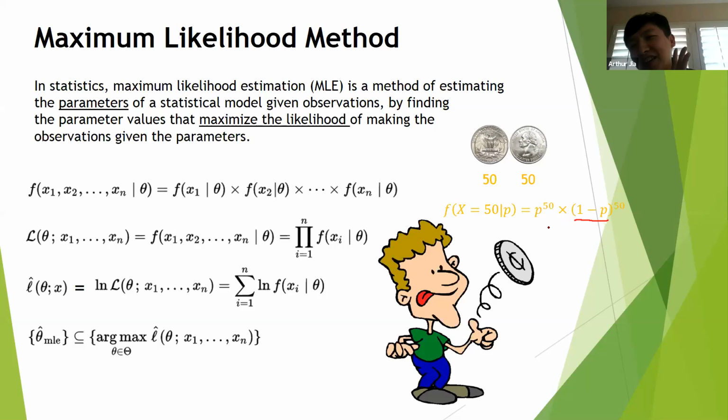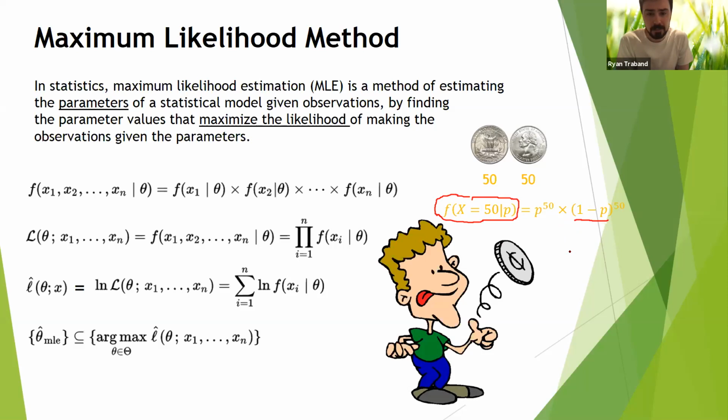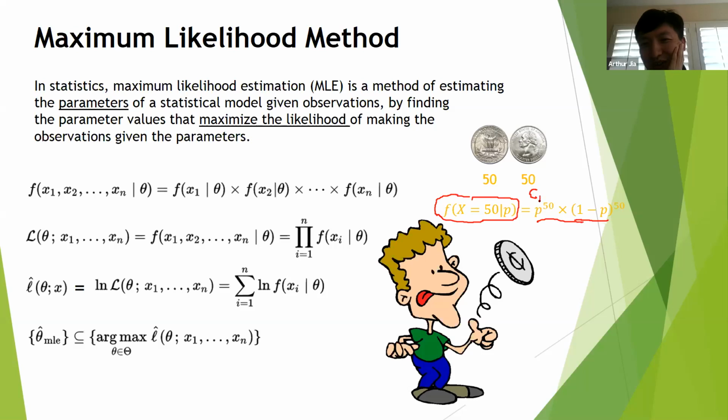So now we extend this experiment from 2 tosses to 100 tosses. What's the joint probability for you to see the probability of getting heads 50 times? I think I'm missing a term here. So we have to multiply by this coefficient. Sorry about this.